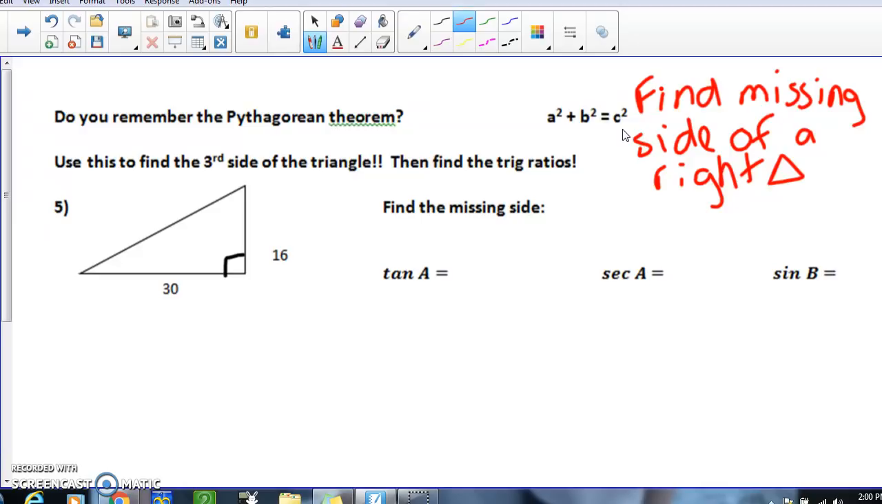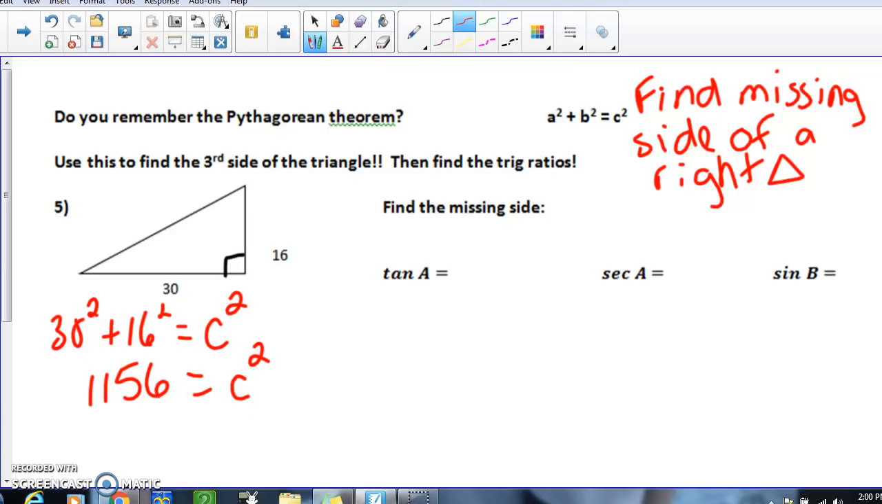So in something like number 5 and number 6, I can't move forward until you find that missing side. The first thing I have to do is set up the Pythagorean theorem. The 30 and the 16 form the right angle, so those are my a and b in either order. So I would say 30 squared plus 16 squared equals c squared. That's my hypotenuse. You may or may not know what those are off the top of your head. If you do, awesome. If you don't, use your calculator. 30 squared was 900, 16 squared was 256. If I add them together, I get 1156.